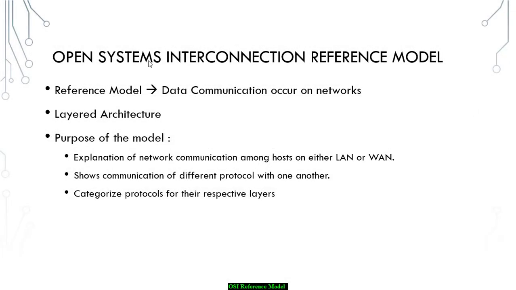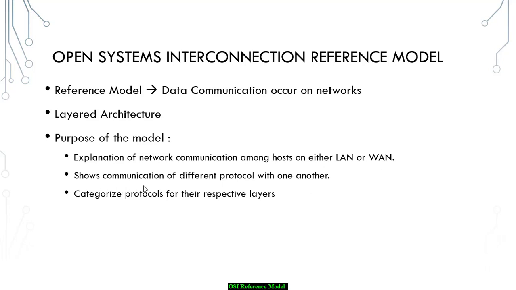So OSI stands for Open Systems Interconnection, and it is a reference model which is used when data communication occurs on networks. It is a layered architecture and it has 7 layers. The purpose of this model is to explain network communication among hosts, among different computers and networking devices, which occurs on either a local area network or a wide area network.